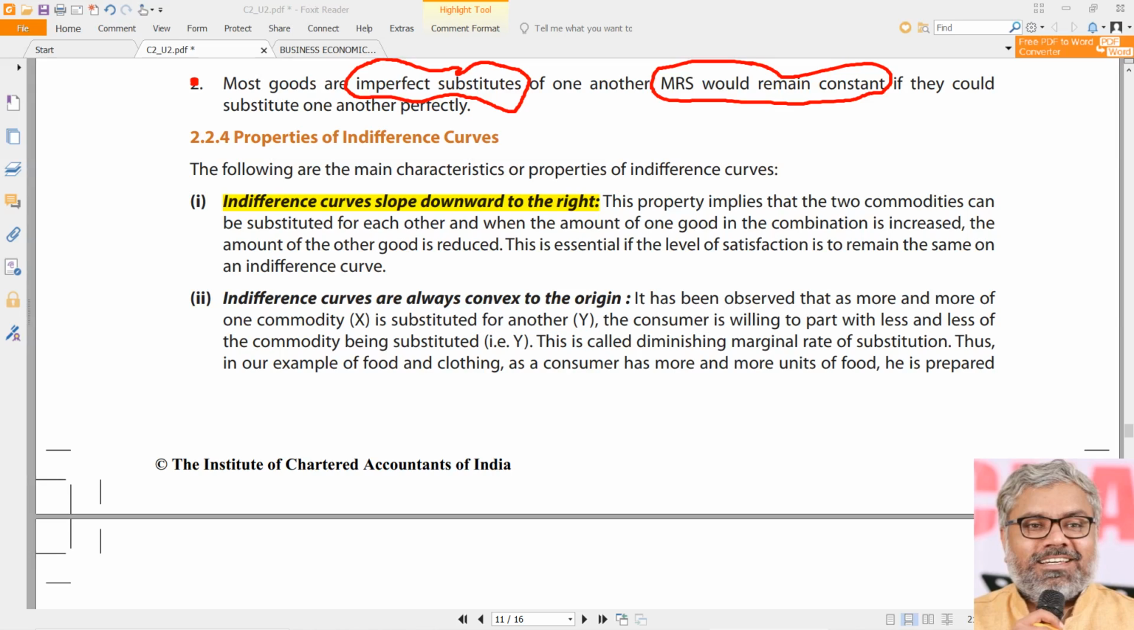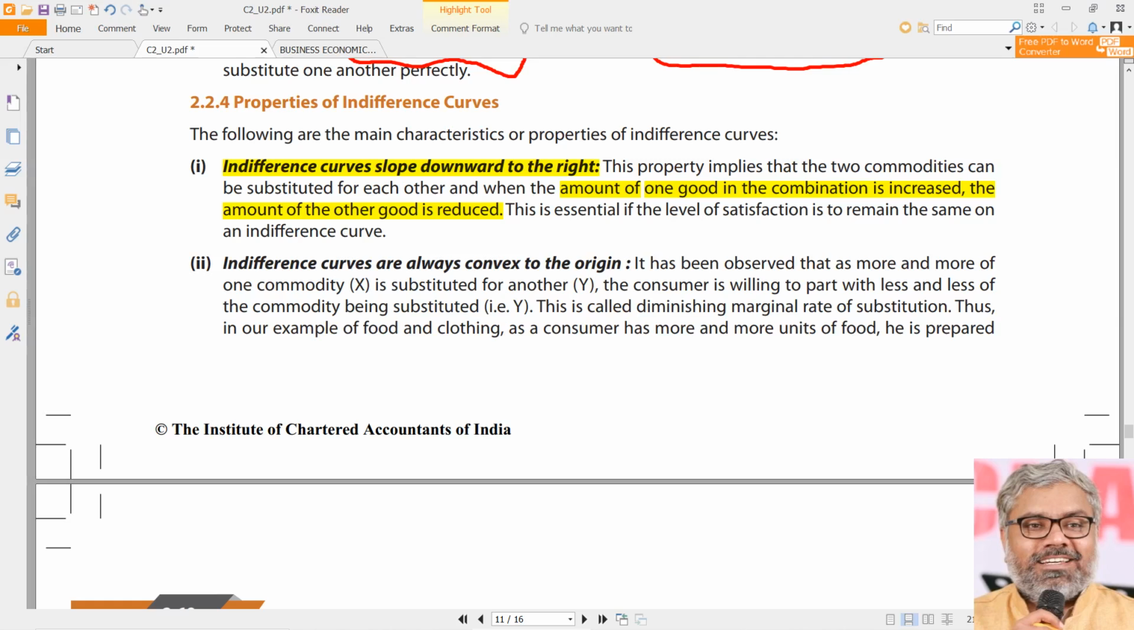When the consumption of one good in the combination is increased, automatically the amount of the other good has to be reduced. Amount here means quantity. Don't take it as money. In the indifference curve analysis, we are not talking about money at all. So words can deceive sometimes. Don't take the literal meaning of them. Amount means the quantity of one good in the combination is increased, then the quantity of consumption of another good is automatically reduced, because of which the indifference curves slope downward to the right. That is the first characteristic of indifference curves plotted on a graph.